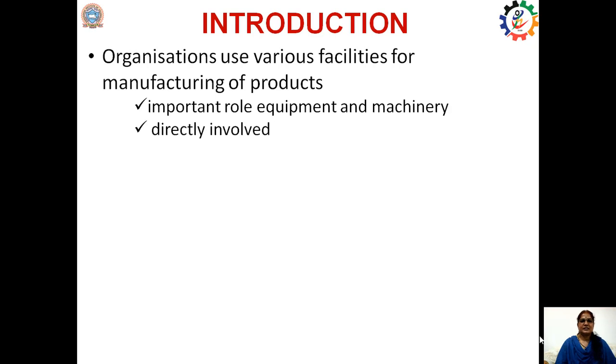Consider any organization manufacturing products. For this, it uses various facilities, out of which 4 are very important, which we industrial engineers call the 4 M's. That is man, machine, money and material. 2 more M's are also added now, methods and measurements. These are very important and play a significant role in manufacturing as they are directly involved.